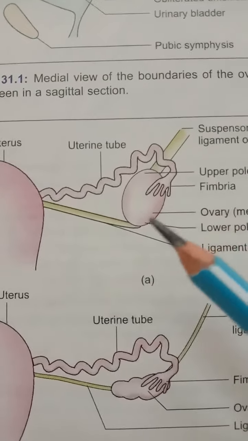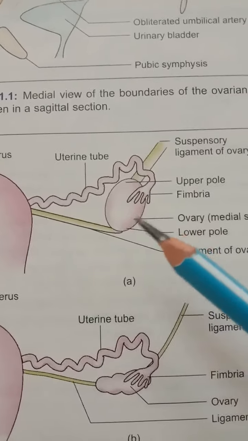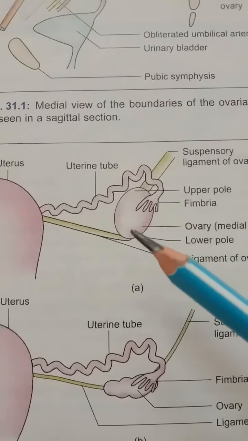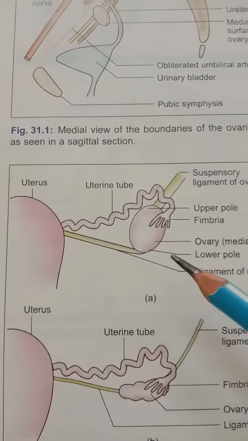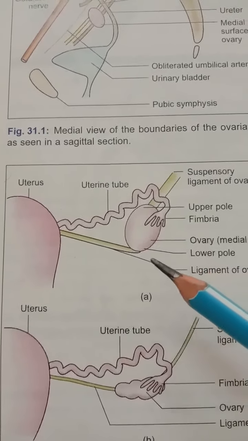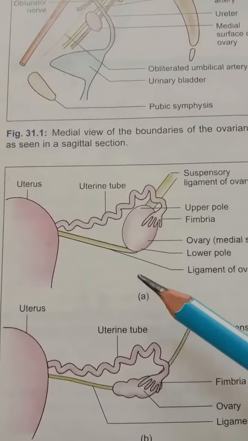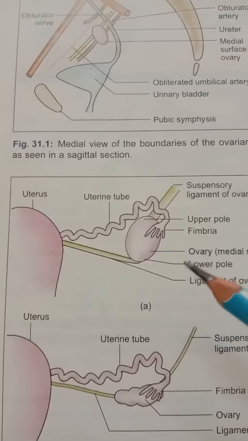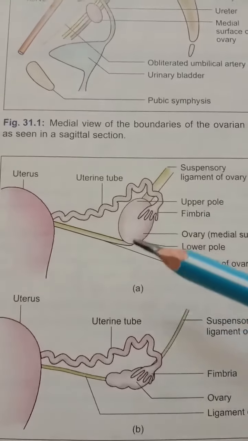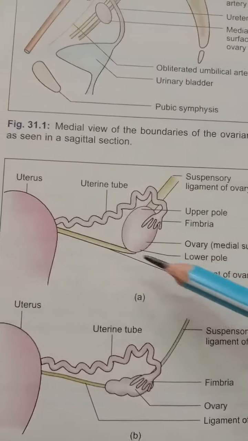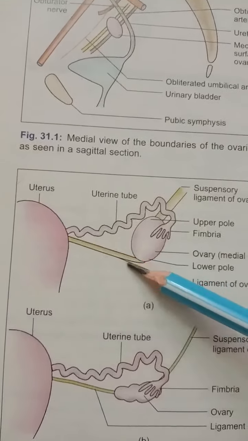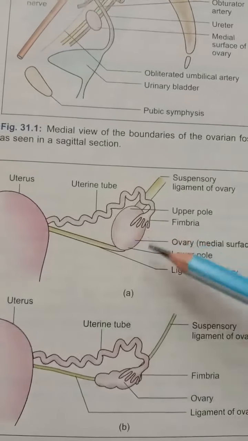So it is narrower than the upper pole, and it is related with the pelvic diaphragm, and it is connected to the lateral angle of the uterus, posterior-inferior to the attachment of the fallopian tube, by the ligament of the ovary. So here you can see that the ligament is present, that is called the ligament of the ovary.